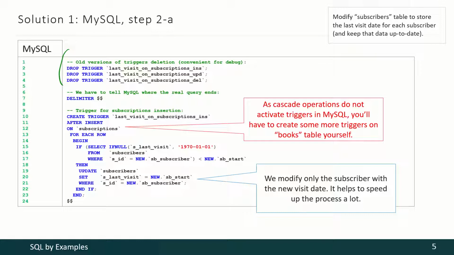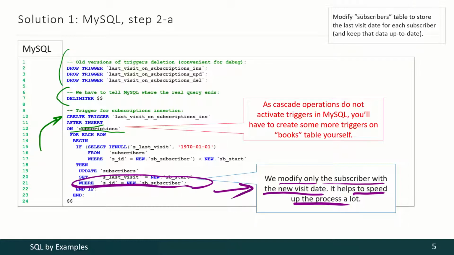First let's drop old versions, then we have to switch the delimiter of SQL queries, and now we may create triggers themselves. We are starting with the trigger that reacts to the insert operation on the subscriptions table. To speed up the query, we modify only the subscriber with the new visit date, so this is the condition for that operation. And we may also check, do we really need to update anything at all?